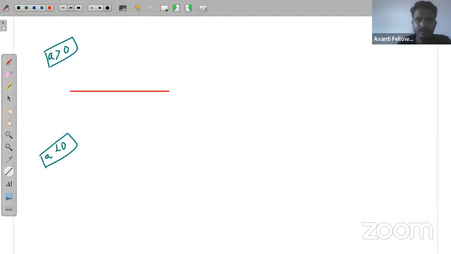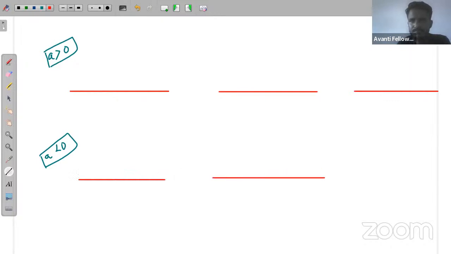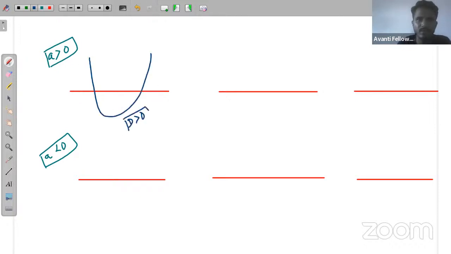Okay, this is my x-axis. Depending upon the value of a, it will look like this. Upward facing parabola. If D is strictly greater than 0, they are having 2 roots. This will be alpha and beta. I'm talking about the graph of a quadratic function.